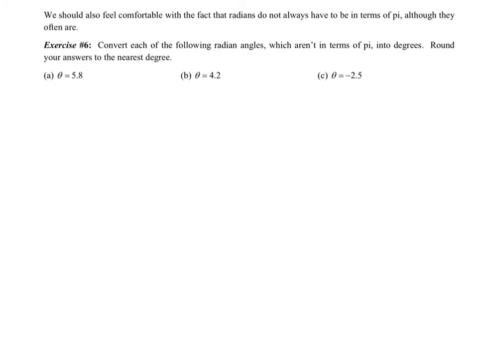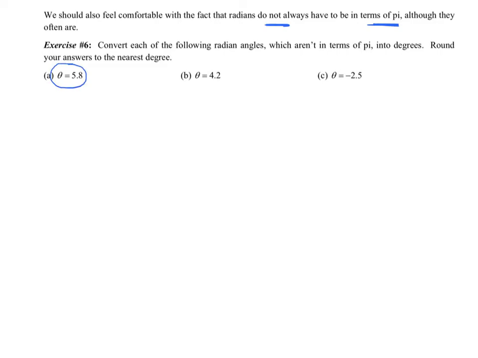Now this is the slide in particular that's been nipping us in the butt on these Grizzlies we've seen. It says we should all feel comfortable with the fact that radians are not always in terms of pi. Usually they are, typically they are, but not every time. There's no rule that says they have to be. And so what happens is they may give you an angle like this one. It's in radians, but it's not in terms of pi.